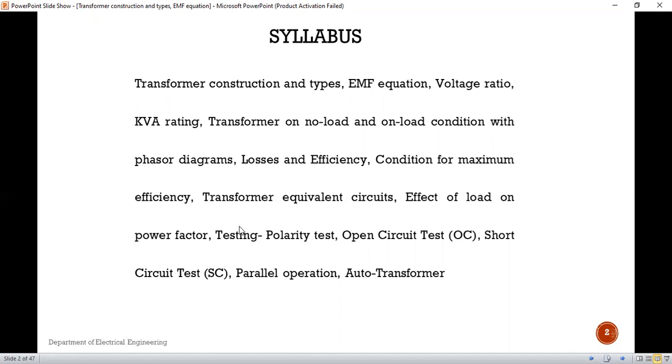Again, if they are saving in between the copper of the auto transformer, so we want to derive that expression. So these are the unit content of this unit, that is single phase transformer.